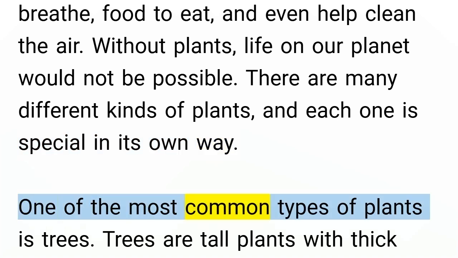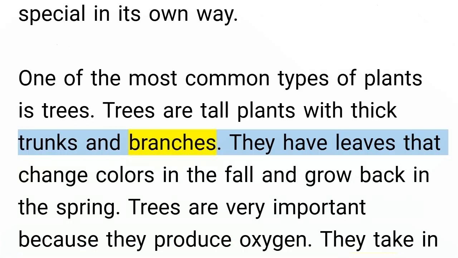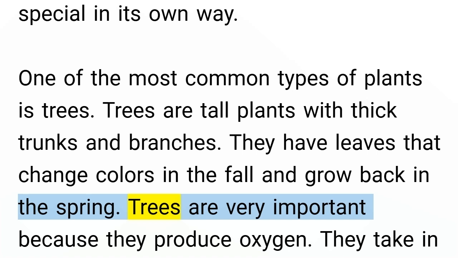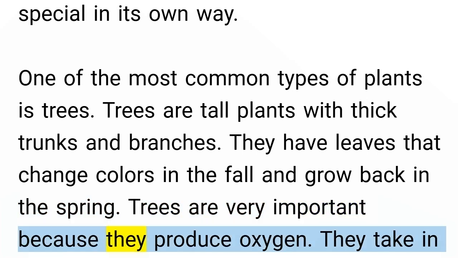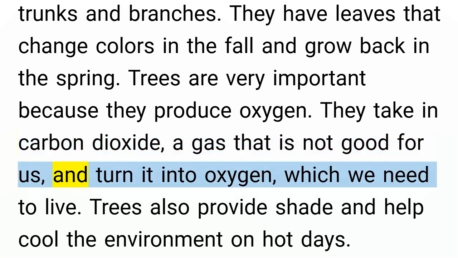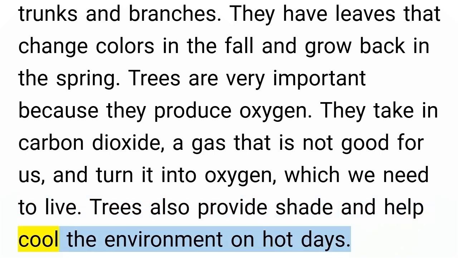One of the most common types of plants is trees. Trees are tall plants with thick trunks and branches. They have leaves that change colors in the fall and grow back in the spring. Trees are very important because they produce oxygen. They take in carbon dioxide, a gas that is not good for us, and turn it into oxygen, which we need to live. Trees also provide shade and help cool the environment on hot days.